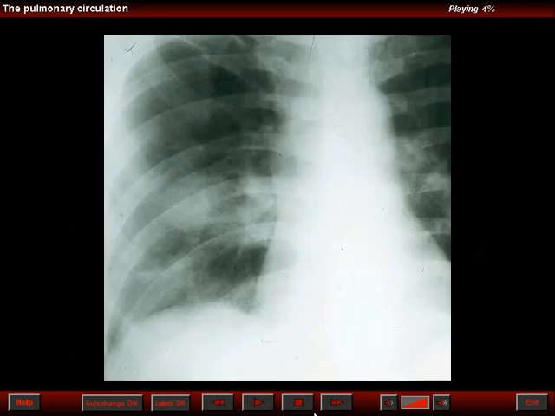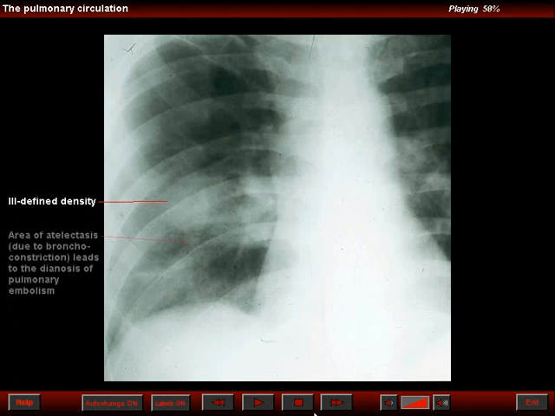This patient had a rounded, ill-defined density in the mid-portion of the right lung. What could this be? It could be pneumonia, it could be hemorrhage, it could be a neoplasia. Why would we favor the possibility of pulmonary thromboembolism? Because in the inferior aspect of this density, we see an area that looks like atelectasis. And the association of atelectasis with the pulmonary density should favor the diagnosis of pulmonary thromboembolism. Atelectasis occurs as a result of bronchoconstriction at the site of ischemia.